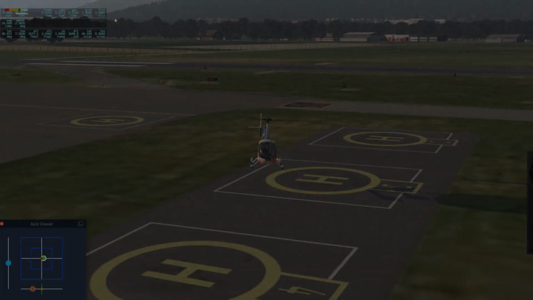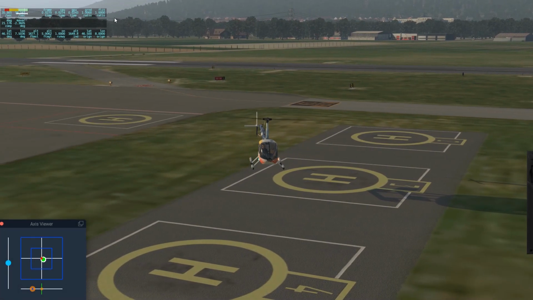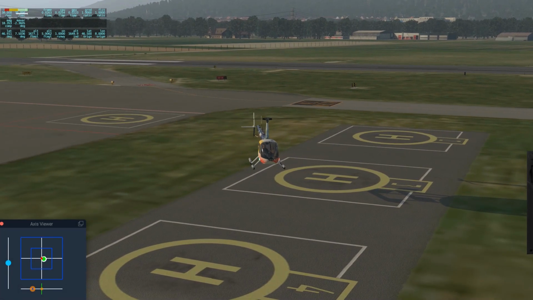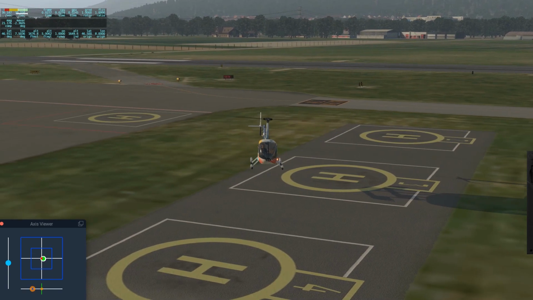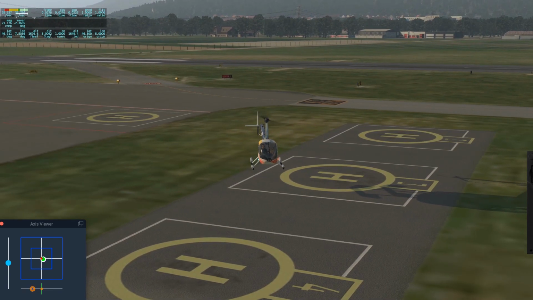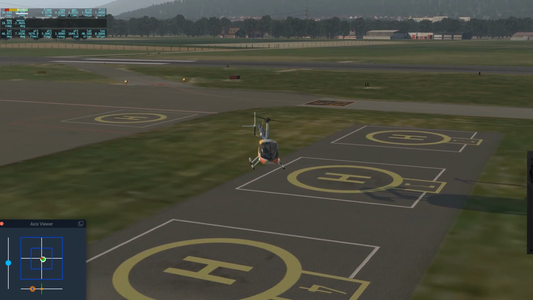Hello fellow flight simulation enthusiasts, welcome to another episode on how to fly a helicopter in a sim. Today we are going to look at the hover. Now hovering is probably the most important skill if you want to learn to fly a helicopter, and it's also the most difficult thing for beginners.